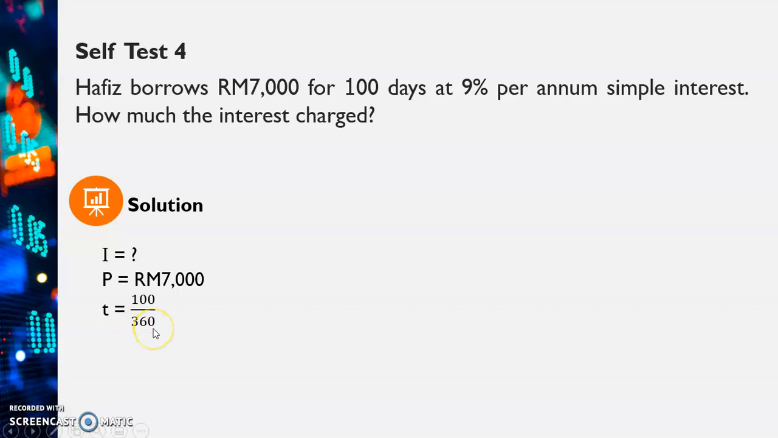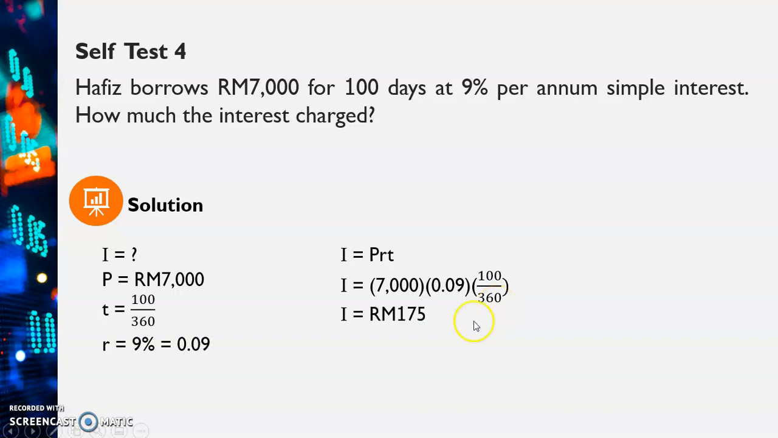So 100 divided by 360, and your rate is 9% per annum, so 0.09. So I equals P R T. Substitute: your P is 7,000, rate is 0.09, T is 100 over 360, and I'm going to get the interest is 175 ringgit.